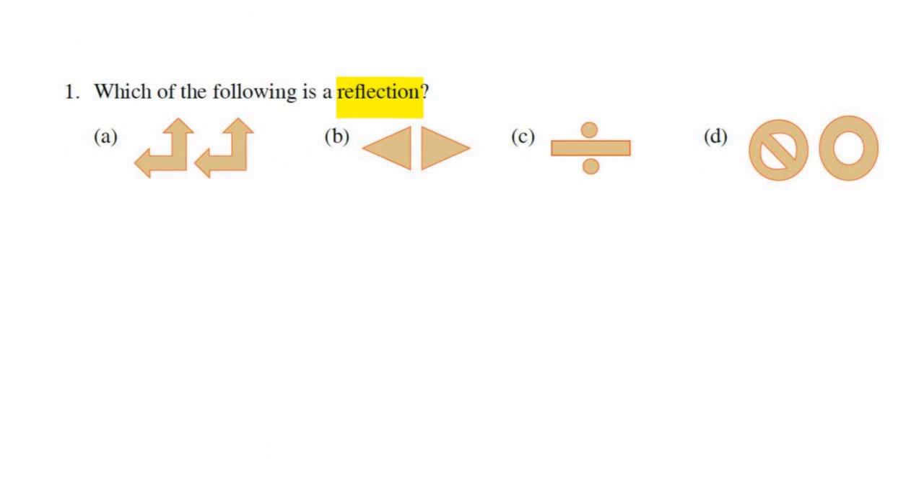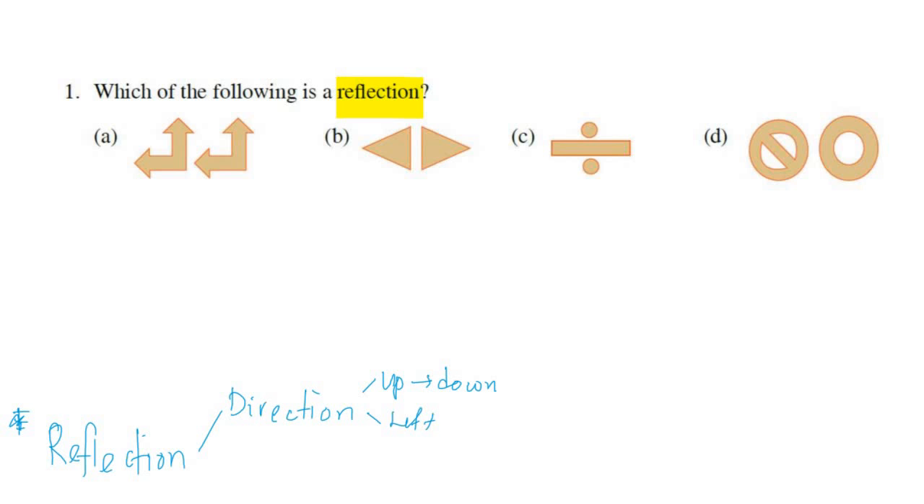First, we're going to review what reflection is. Reflection is something like a change in direction, meaning up becomes down, or maybe left becomes right. This means the image and object will look like the image in a mirror.